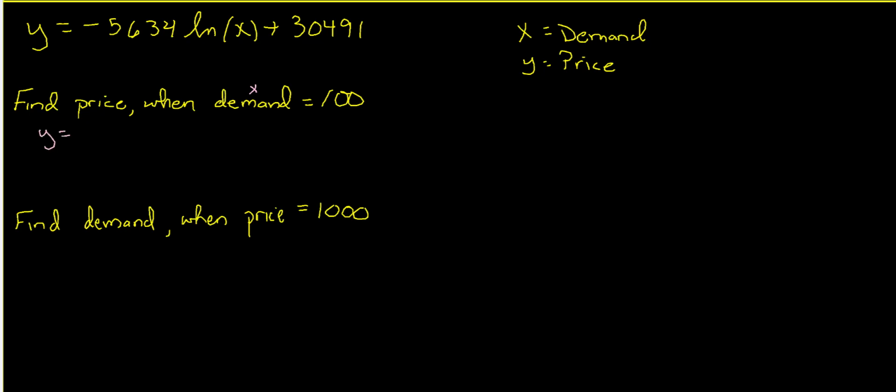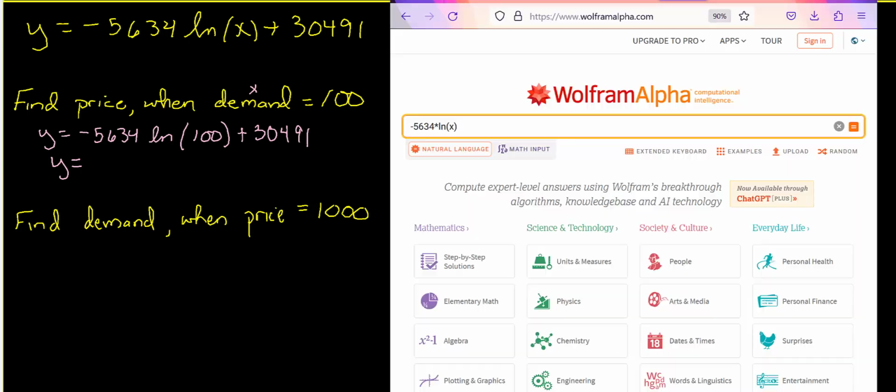So let's look at the situation for this. We have Y equals negative 5,634 natural log of X, which we said is 100, plus 30,491. To compute this, I am going to use technology. I don't expect you to do this by hand. And so I'm going to show this using Wolfram Alpha.